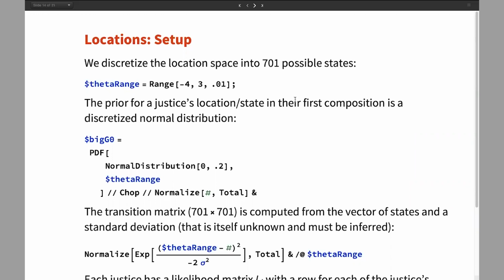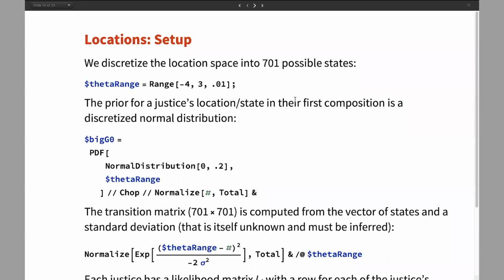I want to use something that's closer to, well, here's what I wanted to do. I discretized the world into this range that goes from -4 to 3. I've already estimated the model a number of times, so I know, roughly speaking, what range is going to capture everything we need. And I got a step size of 0.01, so there are 701 points on the grid.